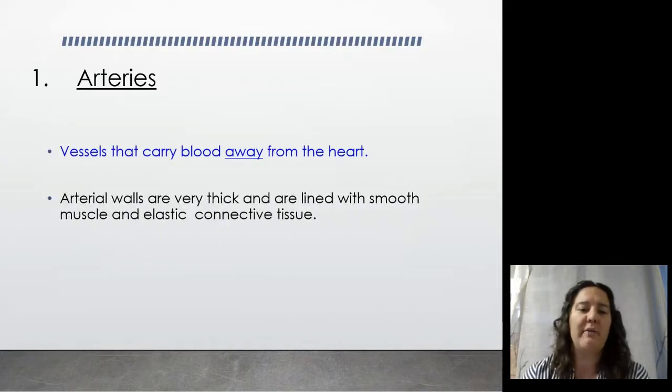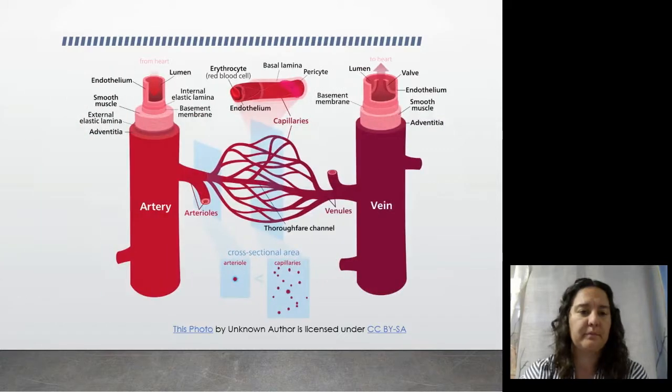Arteries carry blood away from the heart, and the arterial walls are thick. They're typically lined with smooth muscle and then elastic connective tissue. And this allows them to stretch as the heart beats to carry that blood away. So we can see this. The artery has thicker muscular walls and a layer of smooth muscle, and then a smooth inner layer to allow blood flow to continue on through the heartbeats.